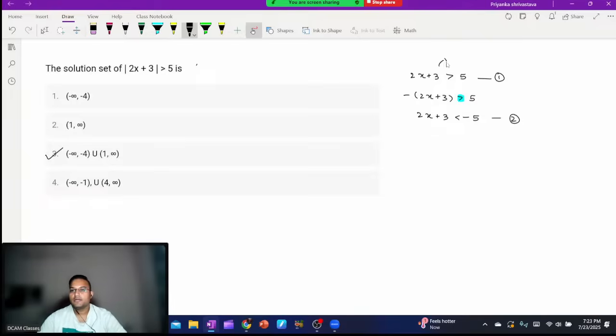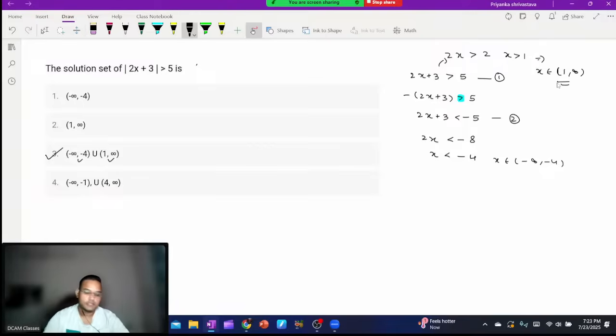For this inequality, you will get 2x is greater than 2, means x greater than 1. So you'll get 1 to infinity. And for this, you'll get 2x is less than minus 8. So x is less than minus 4. So this part, minus infinity to minus 4. It was actually easy. But the kind of questions you will be getting will be of this type only.